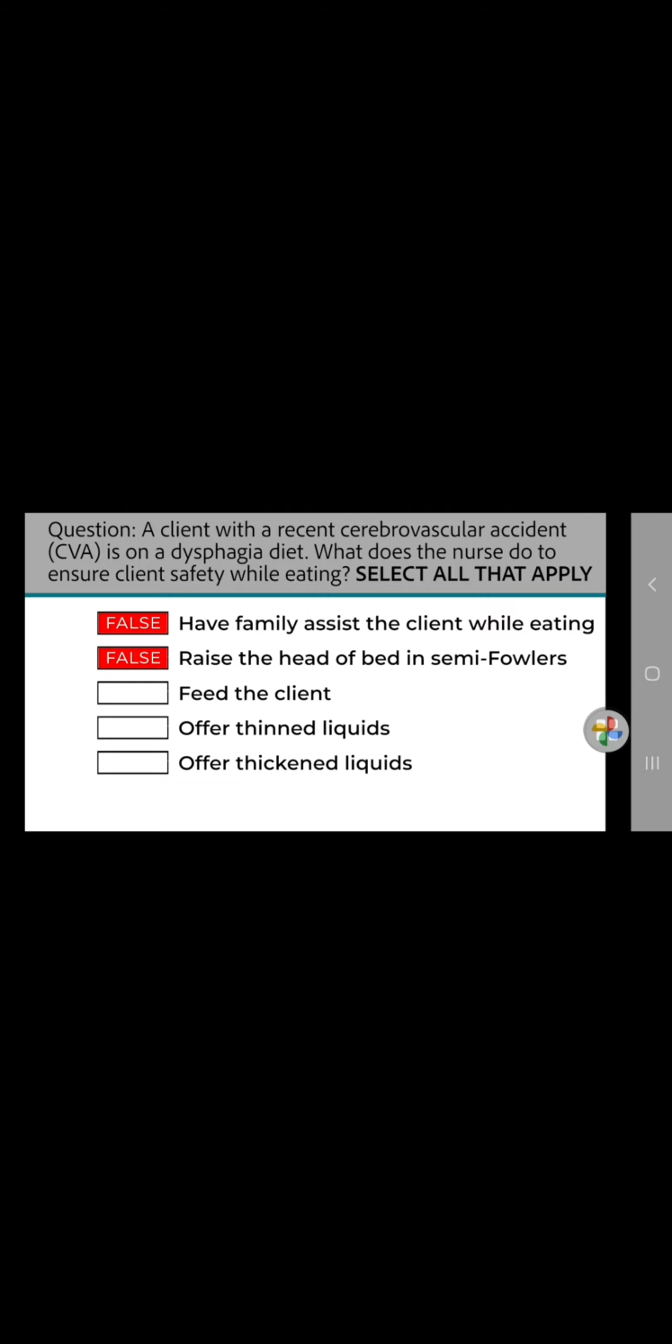Does the nurse have to feed the client? No. The client with a CVA on a dysphagia diet should be able to feed themselves in many instances. So unless the stem specifically indicates that the client is having increased difficulty, there's no need to feed them. Does the nurse offer thin liquids? Well, that's false. Should the nurse offer thickened liquids? True or false? That would be true.